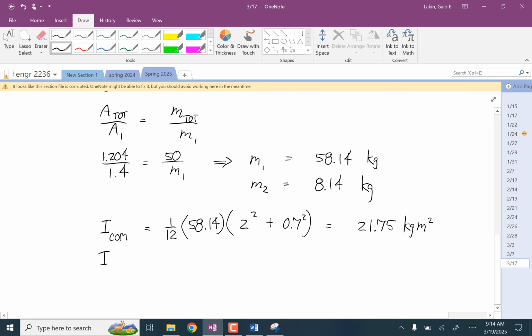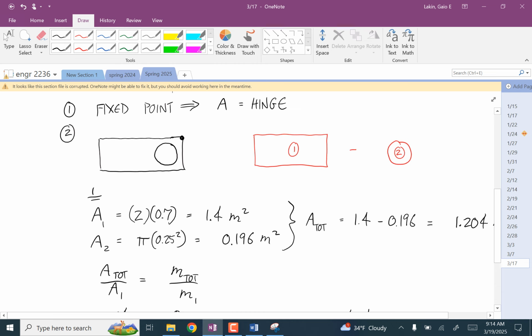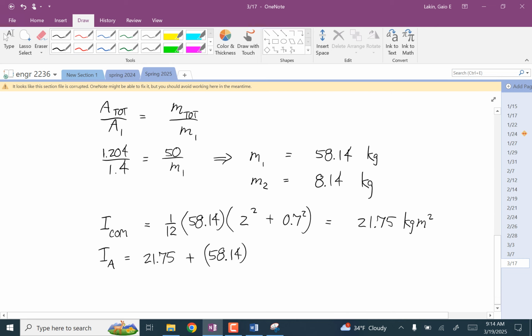And so now the moment of inertia of the rectangle about the hinge, or around our about point, is 21.75 plus the mass 58.14 times the distance from the center of mass of the rectangle to the hinge. So that is 1 squared plus 0.35 squared.